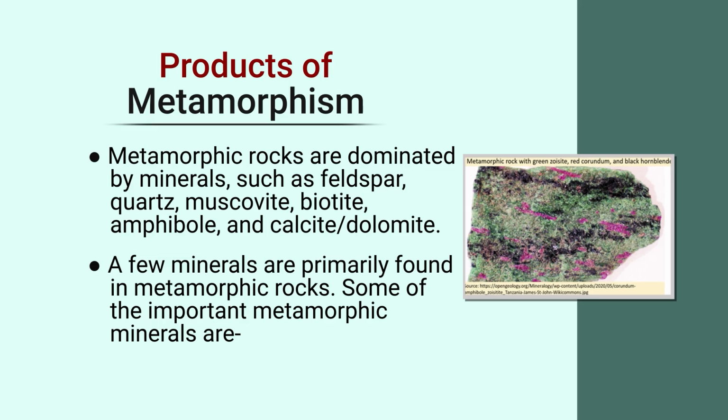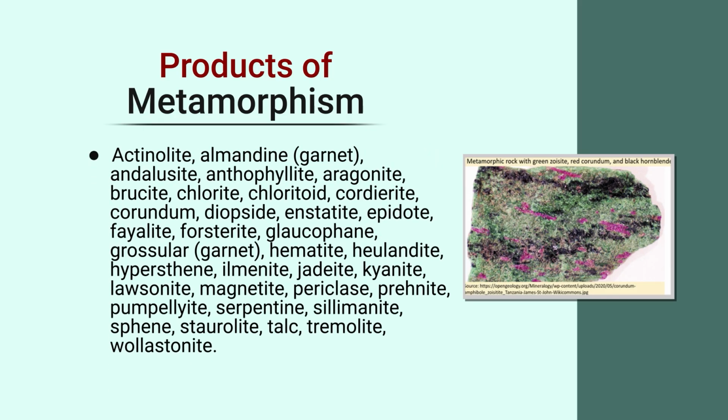And a few minerals are exclusively found in metamorphic rock, and some of the important metamorphic minerals are actinolite, almandine, that is a variety of garnet, andalusite, anthophyllite, aragonite, brucite, chlorite, chloritoid, cordierite, corundum, diopside, enstatite, epidote, phyllite, forsterite, glaucophane, grossular, which is a garnet, hematite, heulandite, hypersthene, ilmenite, jadeite, kyanite, lawsonite, magnetite, periclase, prehnite, pumpellyite, serpentine, sillimanite, sphene, staurolite, talc, tremolite, and wollastonite.